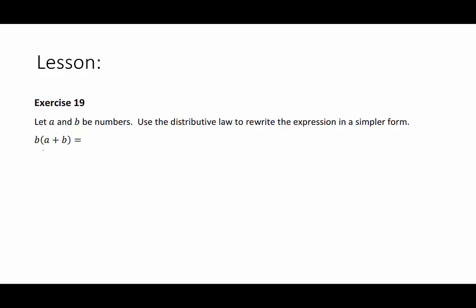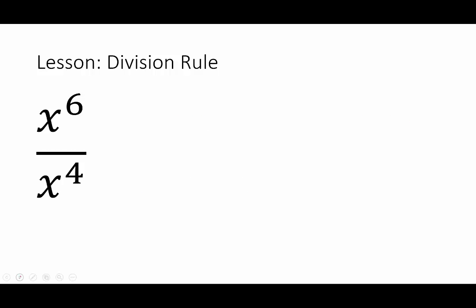Let's try one more. We're going to use the distributive property to distribute the b to the a and to the b. So we have b times a plus b times b. This leaves us b times a plus b squared, because b times b is b squared. We cannot combine these two terms because they are not the exact same bases.